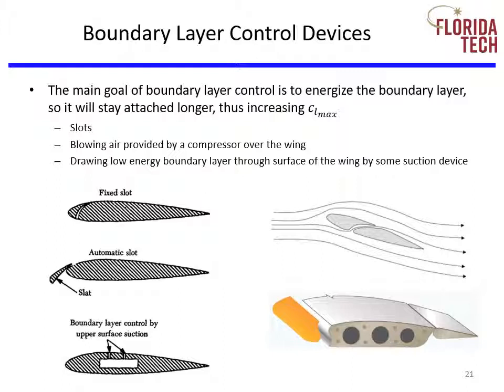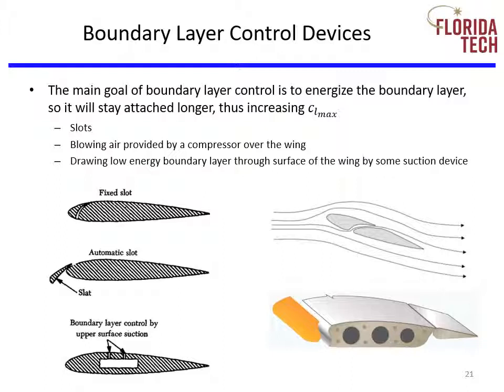The main goal of boundary layer control is to energize the boundary layer so it will stay attached longer, thus increasing CL max. Slots and slats are aerodynamic means of effecting boundary layer control. Boundary layer control may also be accomplished by artificial means such as blowing air provided by a compressor over the wing, or by drawing the low energy boundary layer through the surface of the wing by some suction device.